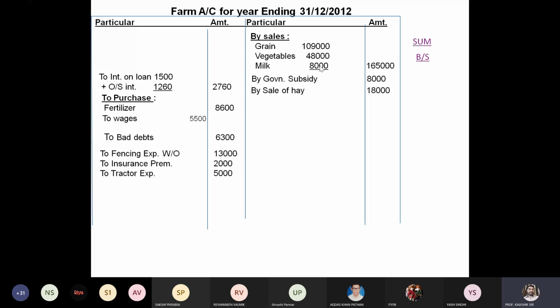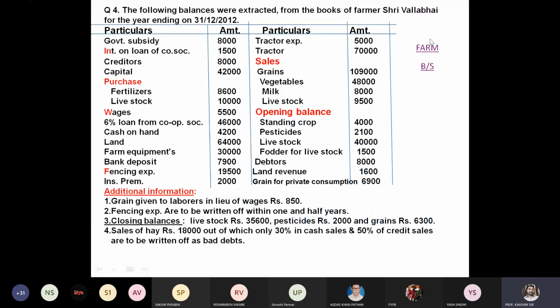Go to the sum again. Livestock is written already. Opening balance. Debit side of the farm account, standing crop એટલે ઊભો પાક. જે ખેતીમાં ઊભો પાક હોય, standing crop.